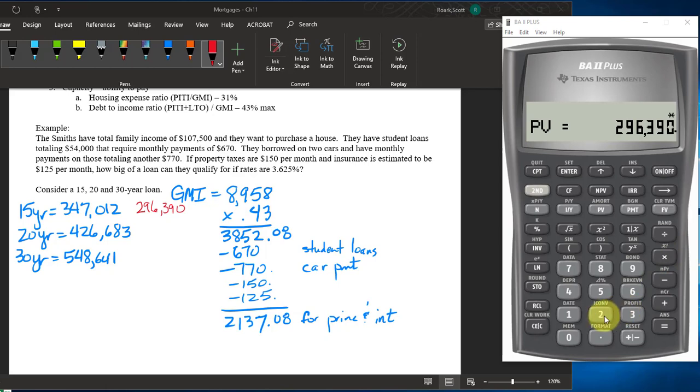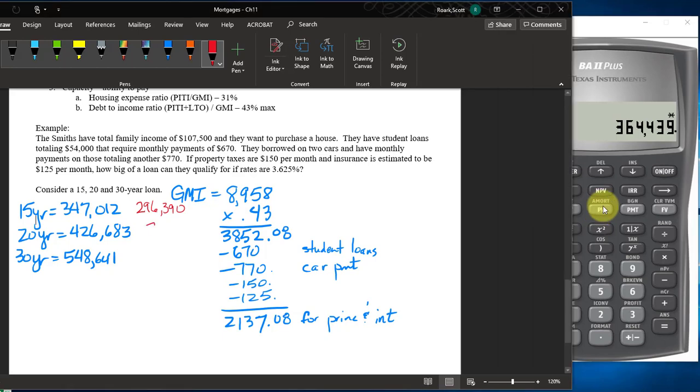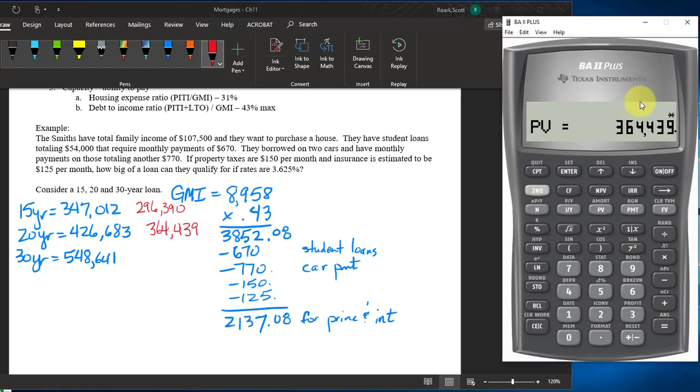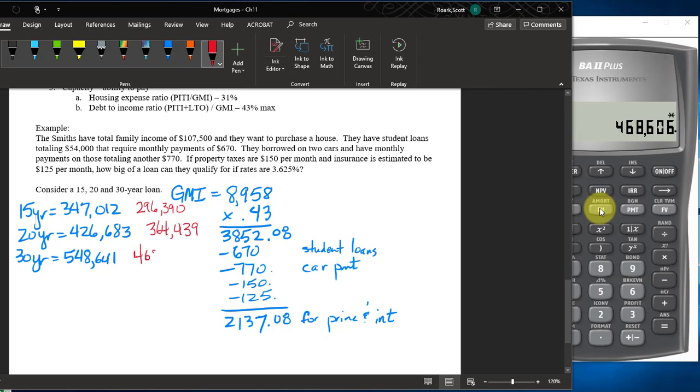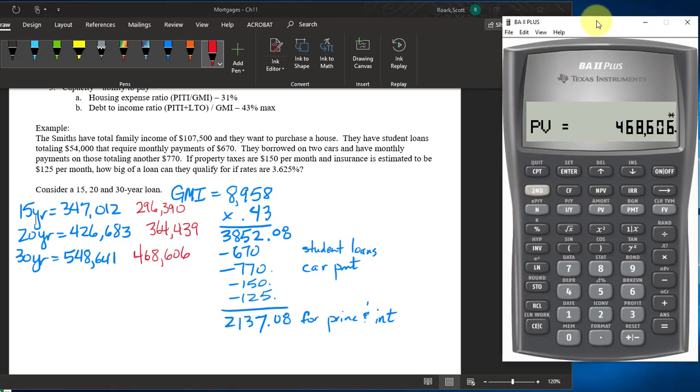To figure out the 20-year loan, we're going to have 240 periods. That's the only thing that's going to change. We compute the maximum present value, and we get $364,439. And then lastly, we stick in the 360-period loan, compute the present value, and we get $468,606. And so these are the two constraints, the two sets of numbers that come from meeting the housing expense ratio and the debt to income ratio.